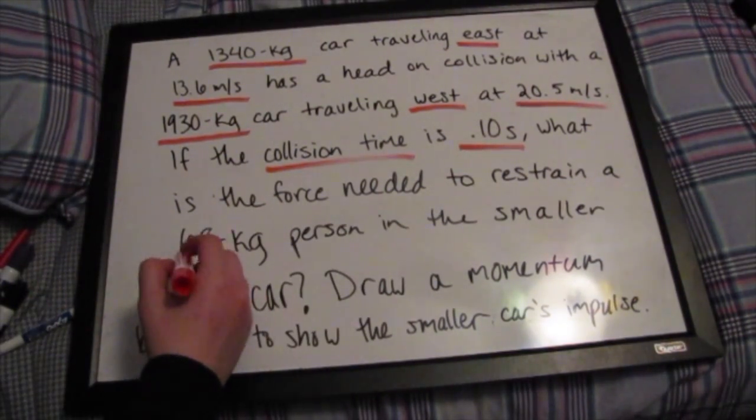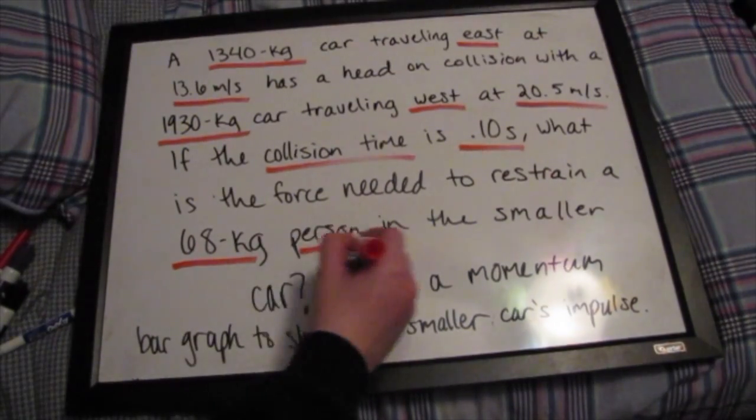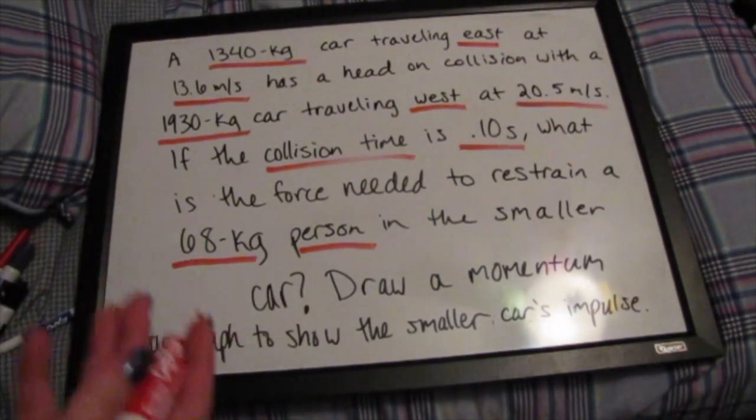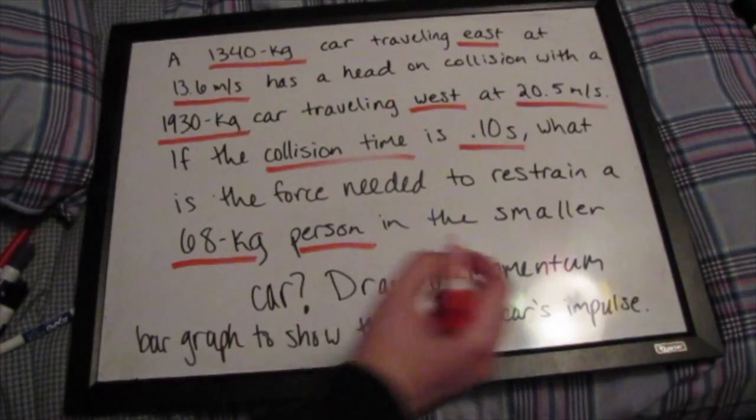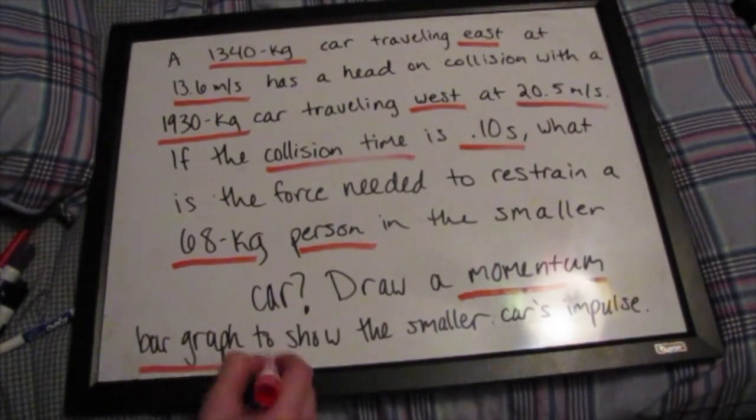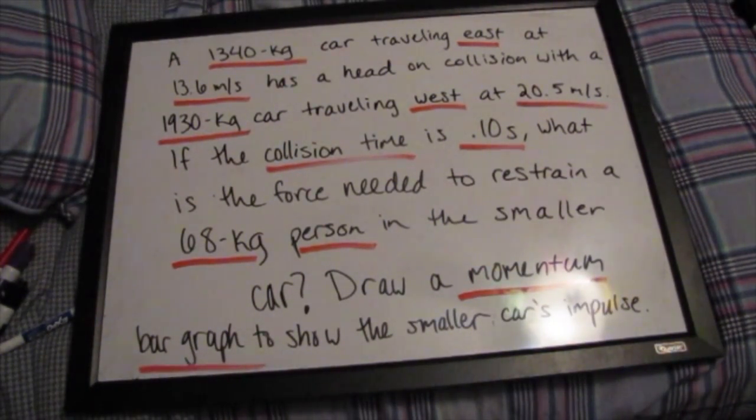The weight of the person, the mass that must be restrained that we're solving for, is also important. And we need to draw a bar graph. We can't forget that. So, on to our sketch. For this sketch, we're going to have two different colors again. This could be car 1, car 2.